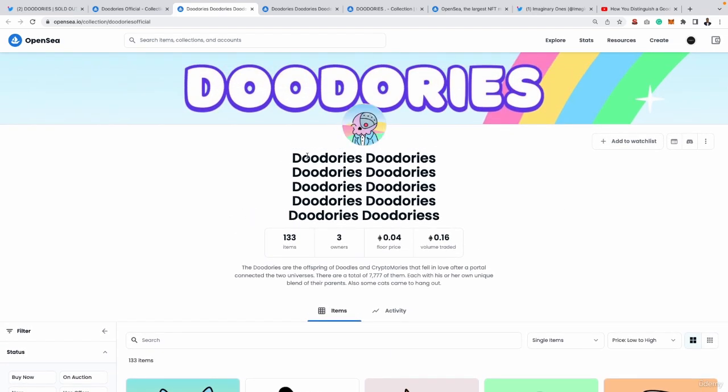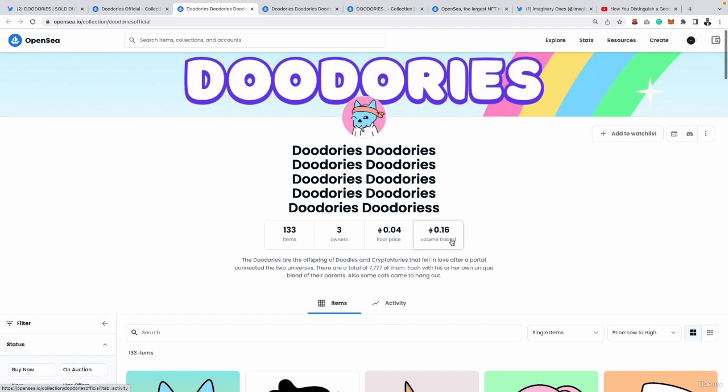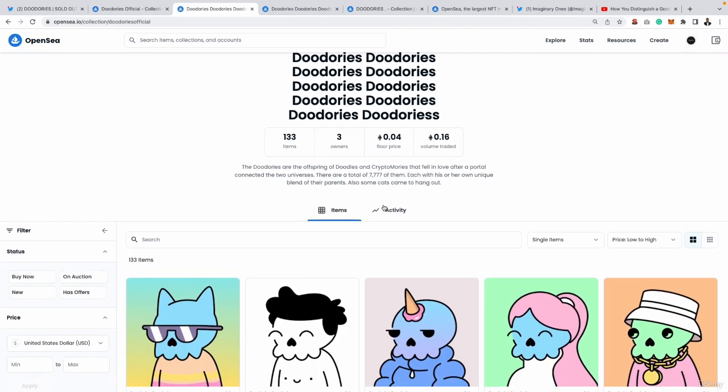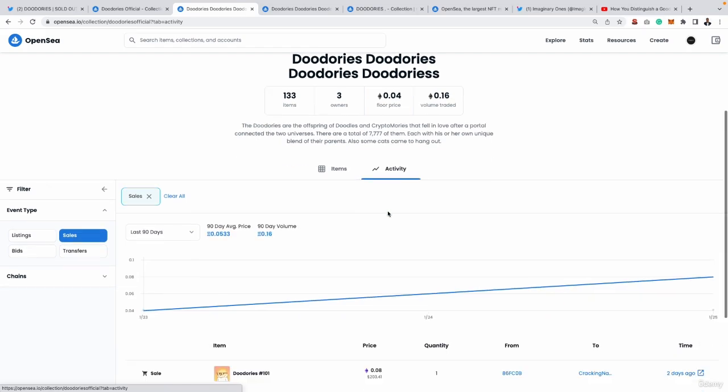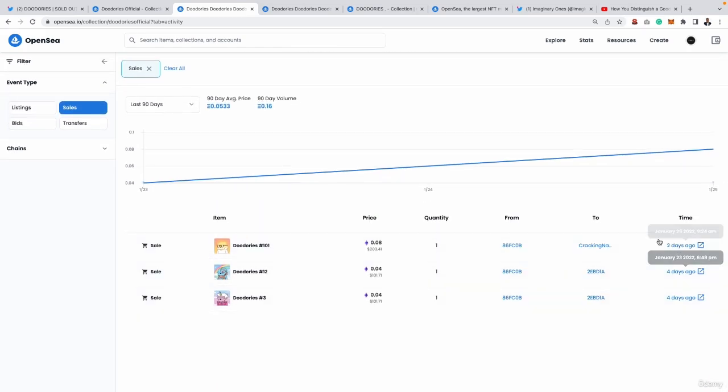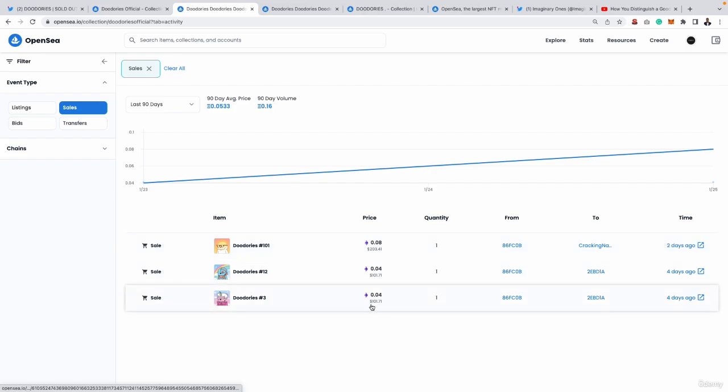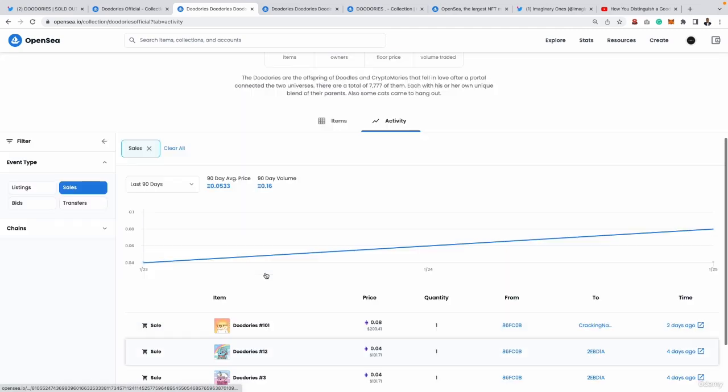Now you might be thinking, well, that's very obvious. This is clearly a scam because it mentions the name 100 times. But if you look at the volume traded, how much money has been spent in the whole collection, you can see it's 0.16 Ethereum. So let's go ahead and actually click on the activity tab to see how much these have been selling for. You can see there is 3 sales in total, one 4 days ago, and one even 2 days ago. You can see someone paid $101 for this NFT, another $101, and someone even paid $200. So $400 have been spent in total on these fake NFTs.